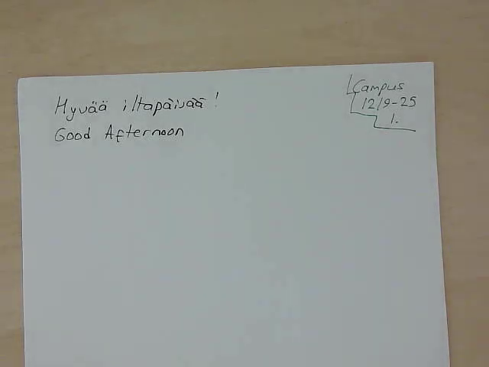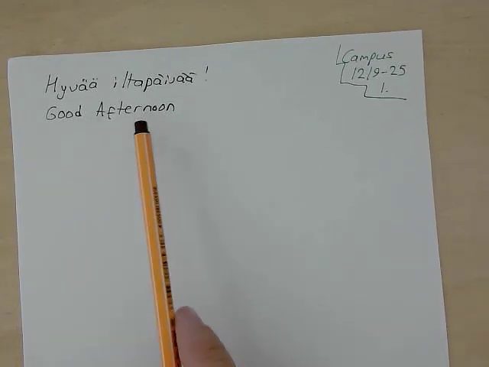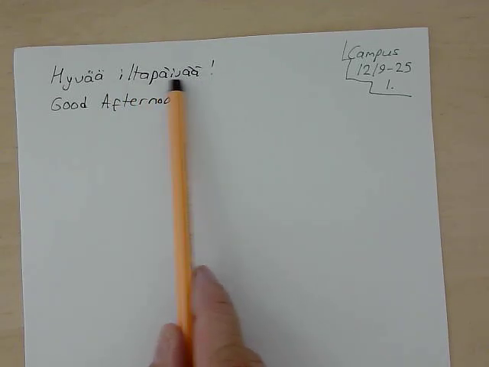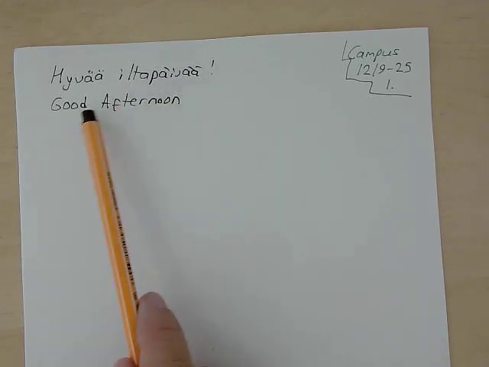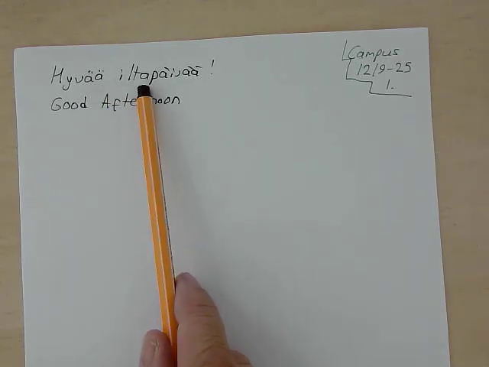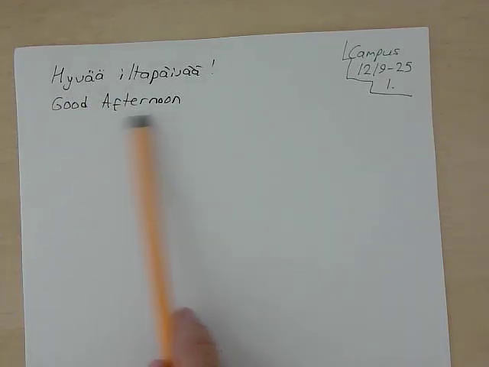Yes. Hyvää iltapäivää. Good afternoon. Hyvä means the same as good, and ilta is actually evening, and päivä is day. So this is good evening day, if you translate it. But it is the same as afternoon. Good afternoon.